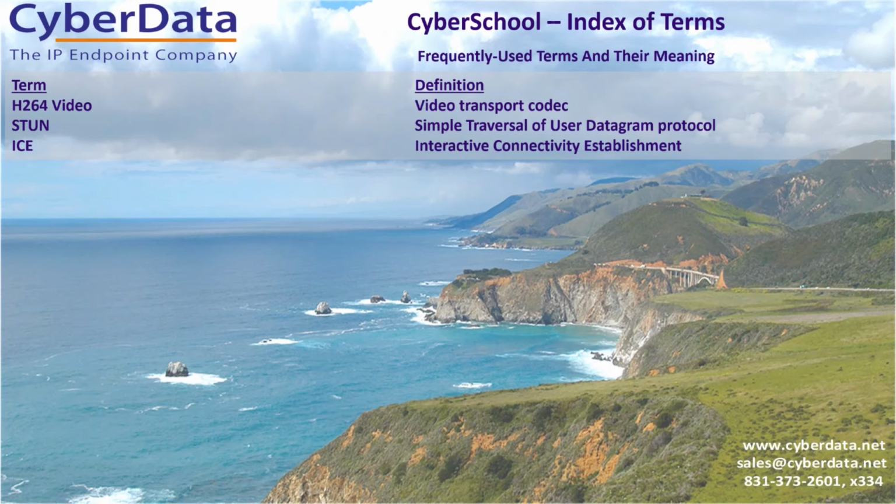A couple of terms that I used today that I just briefly want to go over. Of course, H.264 video is a term that I threw around a little bit. That's just a particular transport codec that's used for the actual video that we use from the intercoms. And then we used both STUN and ICE. STUN is the Simple Traversal of the User Datagram Protocol, or UDP, and that's just a way that a device can figure out how it can talk to a server. As is ICE, which is the Interactive Connectivity Establishment, which is just another way for two devices, an endpoint device like say a CyberData intercom and a server, to figure out the best way to talk to each other.